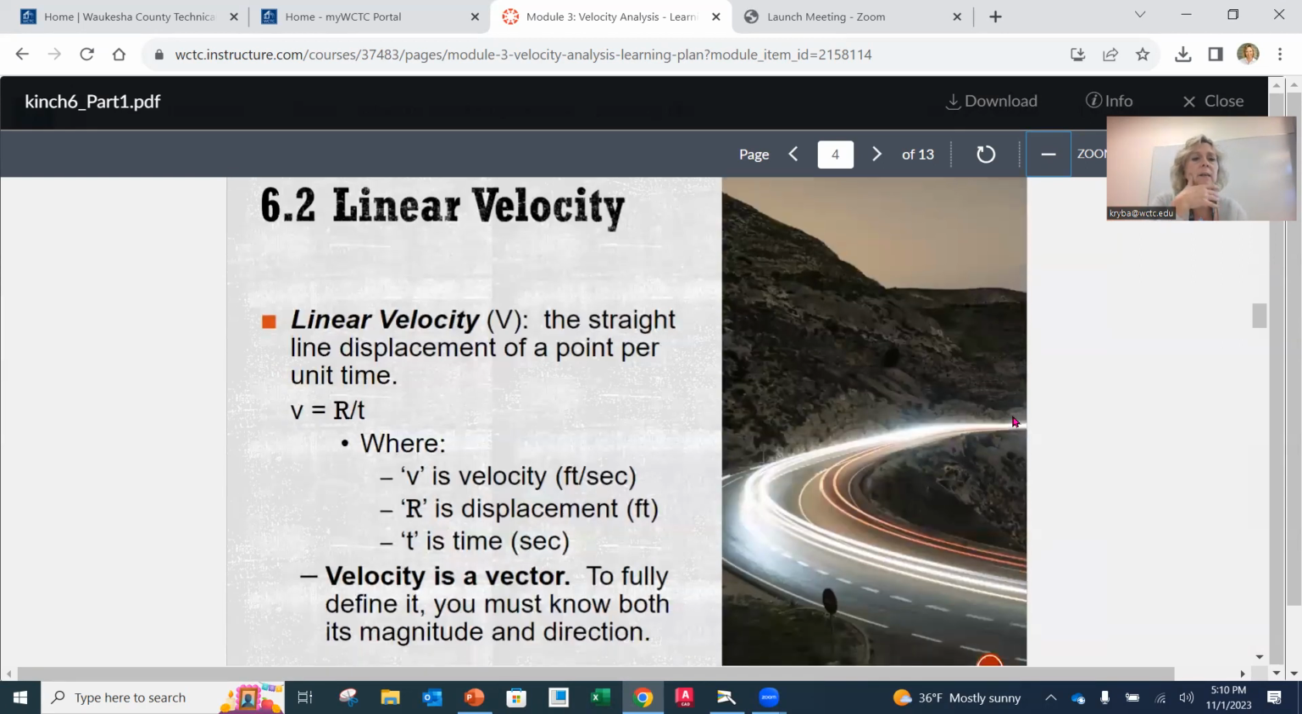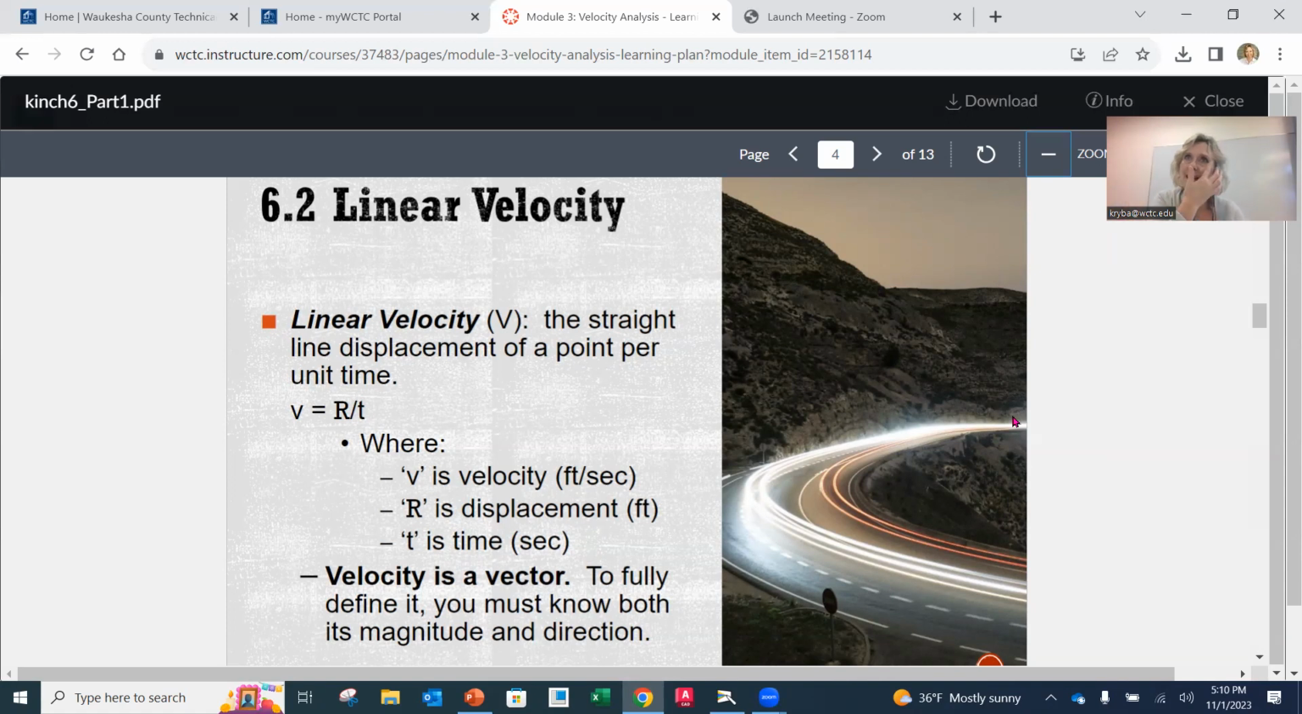Now, linear velocity. Linear velocity should be quite familiar to you. I believe everybody has had physics before they've gotten into here. So linear velocity is going to be that straight line displacement of a point per unit of time. So the basic equation for velocity is going to be how much distance do we cover and how much time did it take me to cover that distance. Okay, so distance divided by time.